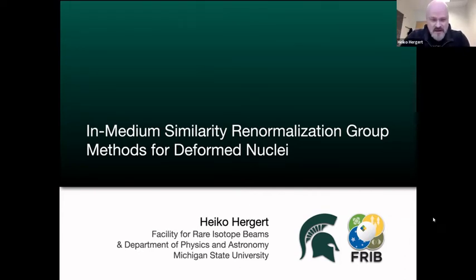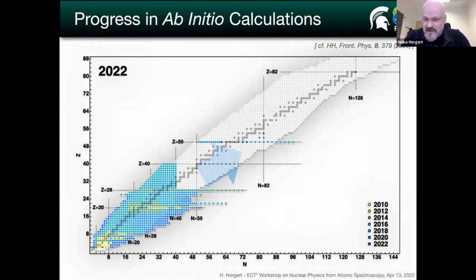So I want to start my talk with this updated version now of what I lovingly call my propaganda slide that shows the progress that ab initio calculations have made in covering the nuclear chart. And by covering the nuclear chart with ab initio calculations, that doesn't necessarily mean that we're already perfectly accurately reproducing experiment, of course. But these are nuclei that are now within reach of ab initio methods, and for which we can now possibly make meaningful contributions to the analysis of experiments as well.